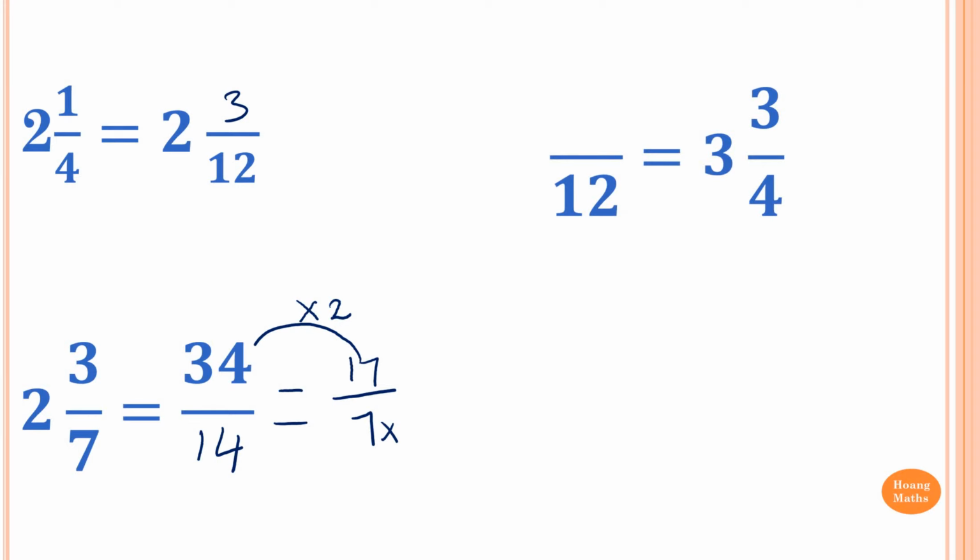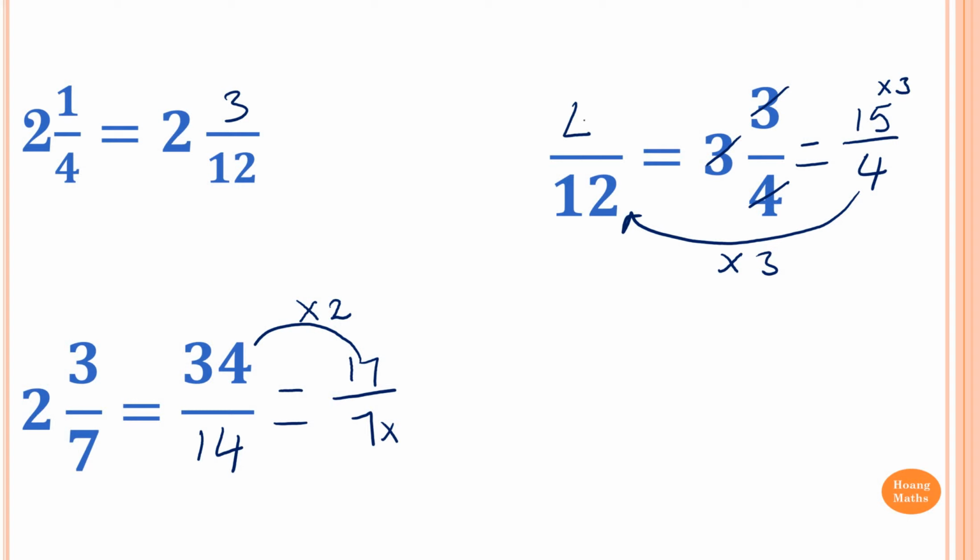Something over 12 is equal to 3 and 3 quarters. So first of all, again, we convert 3 and 3 quarters to an improper fraction first. Which is equal to 3 times 4 is 12. You add 3, it's 15. So this is 15 over 4. So from 4 to 12, we times this by 3. So 15 times 3 is 45.